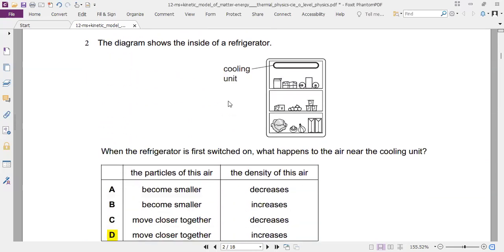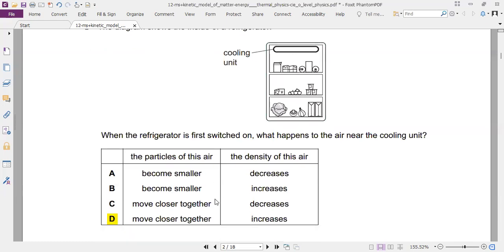Question number 2: a fridge, when it's switched on, what happens? So we know that it is a cooling unit, so it will decrease the kinetic energy and the molecules will vibrate less vigorously, so they will come closer, and that will cause the air closer to the cooling unit to decrease its volume, and the decrease in volume will increase the density. So D choice.